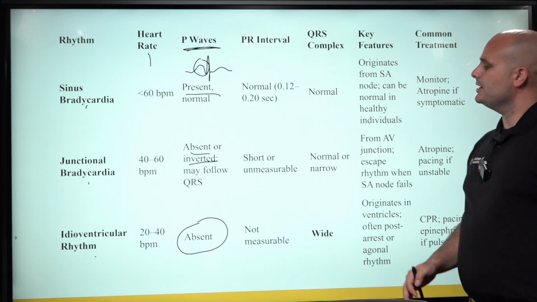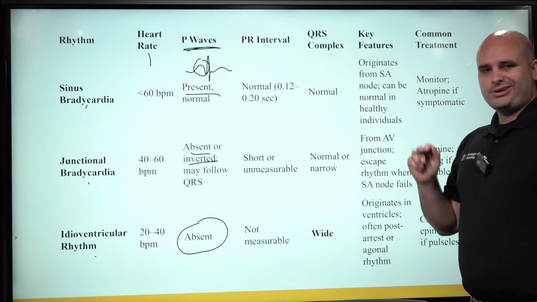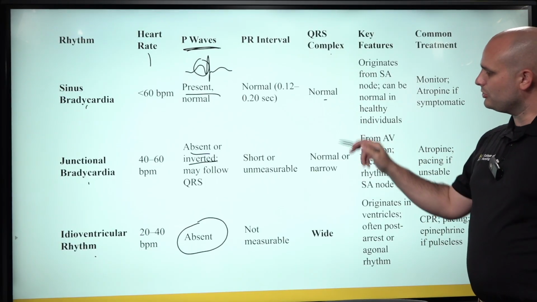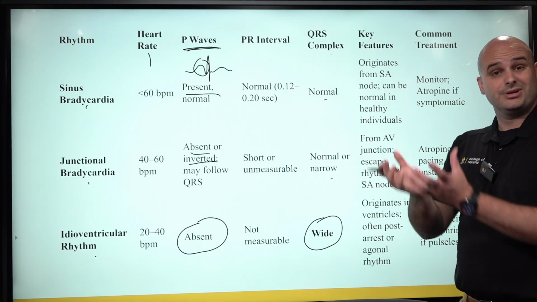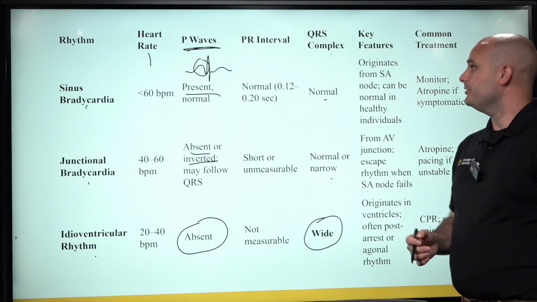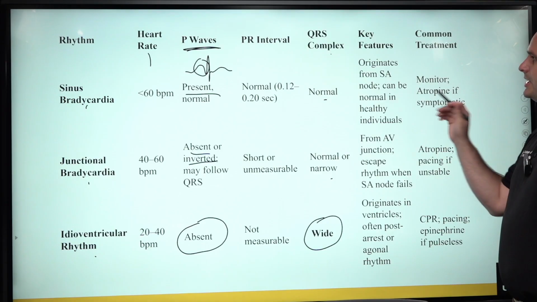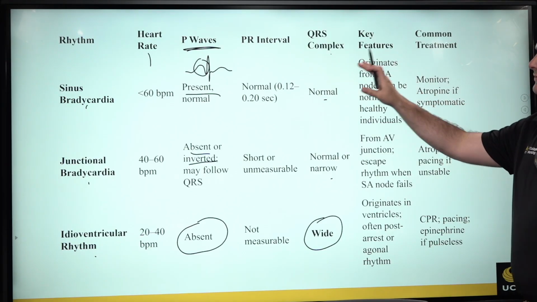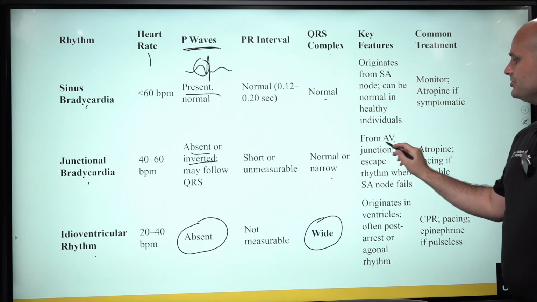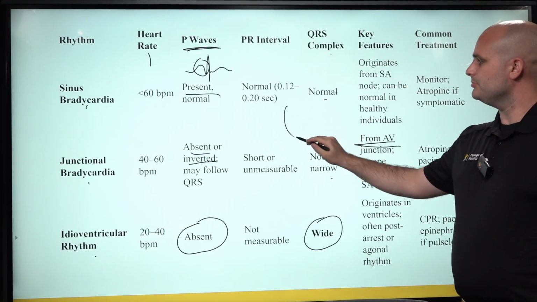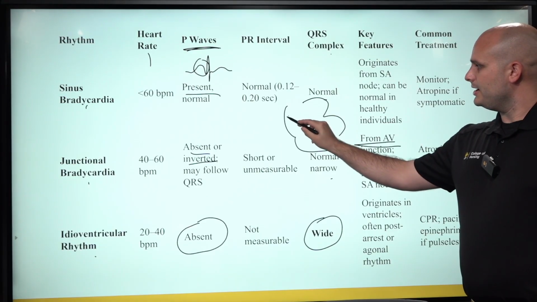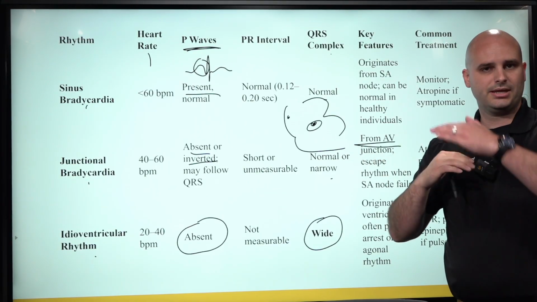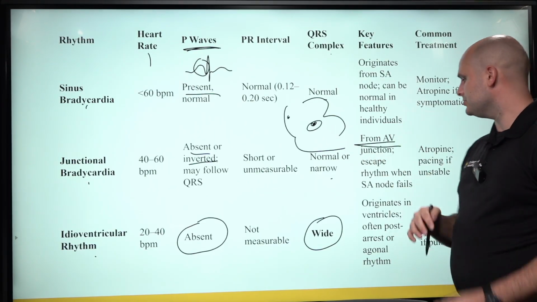PR intervals, you see them there. Our QRS complex, the only one I'm really highlighting here, we'll have normal ones on the top, and a wide complex down here with idioventricular, because it's coming from the bottom of the heart. So key features: SA node for our sinus bradycardia. Junctional is usually from our AV, which, remember, if I was to draw a little heart here, is right about there. SA up here, AV, where the atria meets the ventricles.